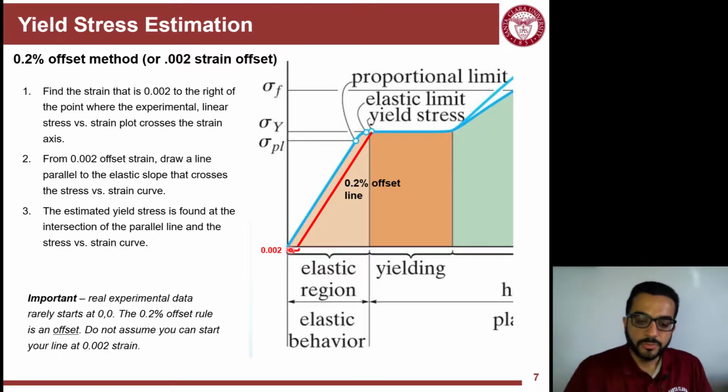So you will also have a chance in the lab session of the course to, in the data of a test, do the 0.2% offset to figure out the yield stress of the material. The slope of the line will give you E, Young's modulus, and where the offset line cuts the graph after 0.002 strain will tell you the yield stress.